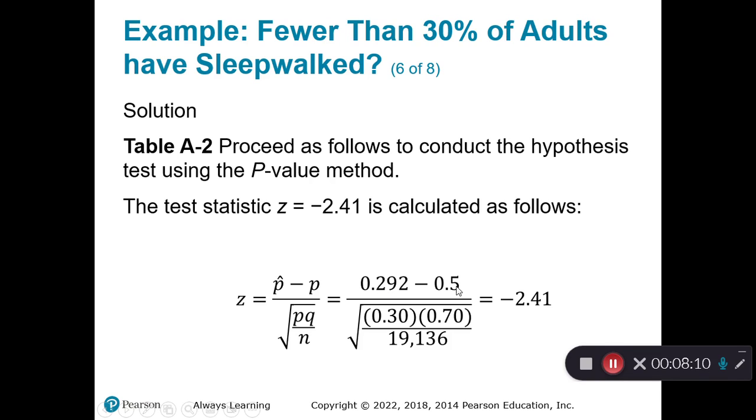We have a mistake here actually. This should say 0.3. I'm not sure why it says 0.5. The hypothesized value of P is 0.3. So please make sure that you correct that in your notes. They do have it correct here in the denominator. This is P, this is Q, which is 1 minus P, and here is our sample size. I do believe this calculation is correct. The typo is simply right here, where 0.5 should be 0.3.